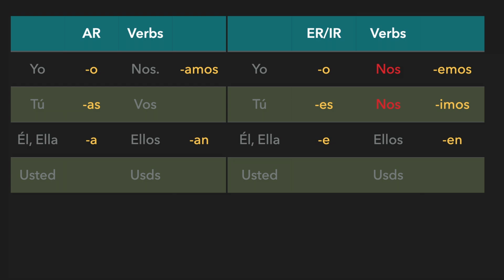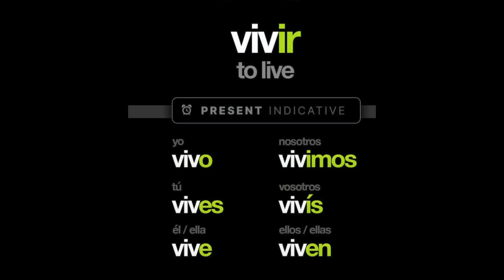All right. And then look how it compares with the ER and the IR. Look how the E is the only letter that is adjusted from the A. Now, when we get into nosotros, look how I've highlighted it in red. We have the emos and the imos, E-M-O-S, I-M-O-S. All right, and now we can see how it works with vivir. As I just said, you were going to see it. So, yo vivo, I live. Tú vives, you live. And again, it follows the I, okay? When it gets to nosotros, vivimos, it goes back into the I. Otherwise, you keep it as O, E, S, E.